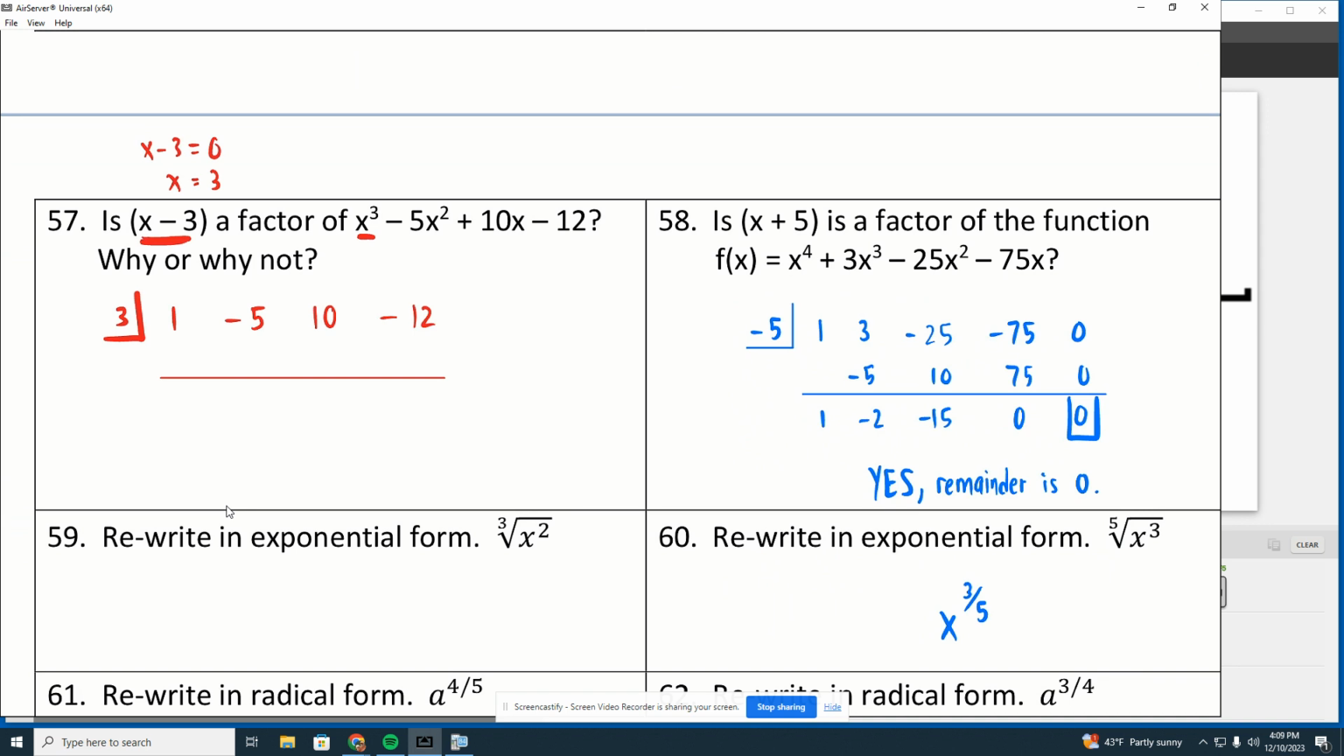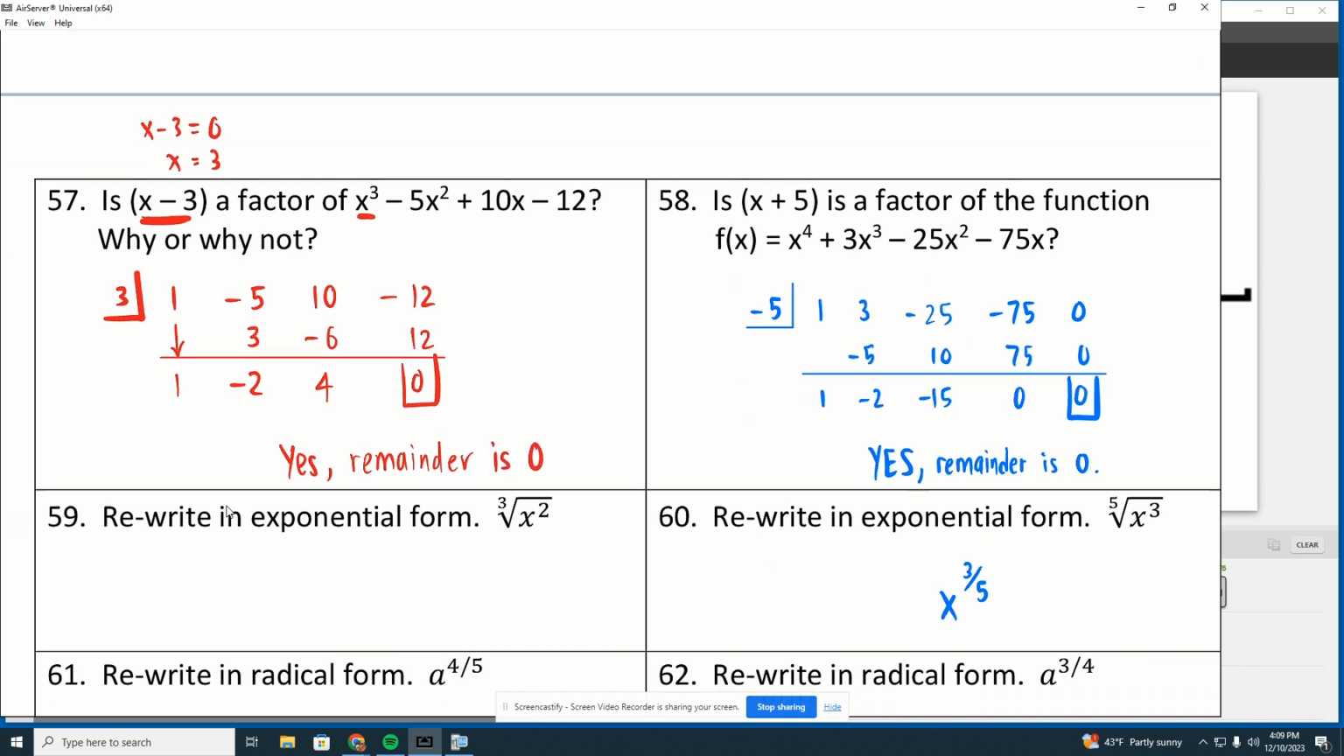So let's bring down this 1 right here, and let's start combining. 3 times 1, 3. 3 minus 5, negative 2. 3 times negative 2, negative 6. 10 minus 6, 4. 3 times 4, 12. And sure enough, 12 minus 12 is 0. So yes, it is a remainder of 0, and therefore it is a factor. And you can see the one on the right.